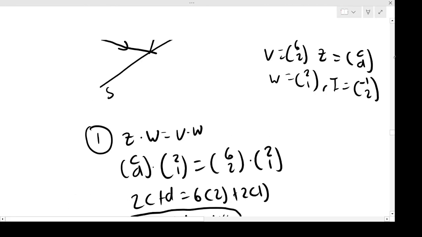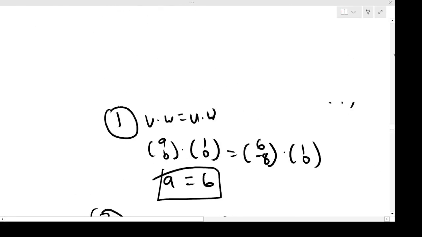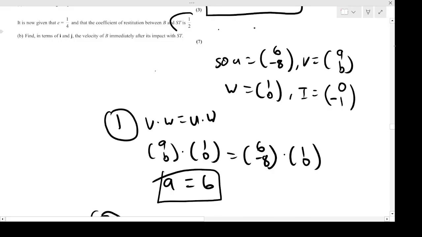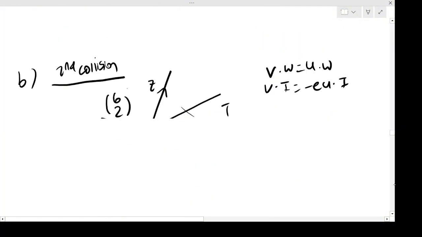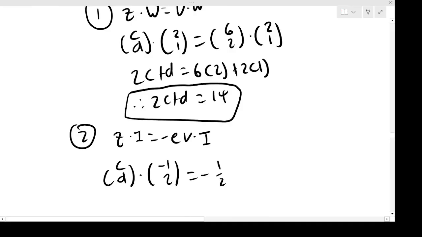Now E, for the second collision, it's a half. Okay. So remember, pay attention to the question. The coefficients of restitution can be different between different walls. So now it's a half, okay? So it's going to be minus a half, lots of V, which was (6, 2), dotted with I, which is (minus 1, 2).